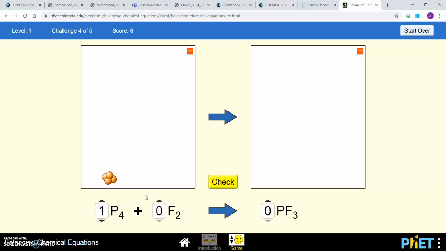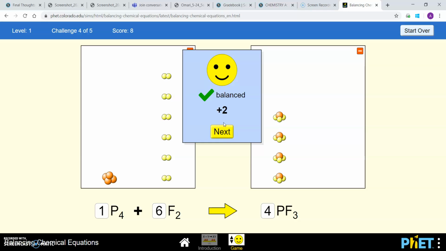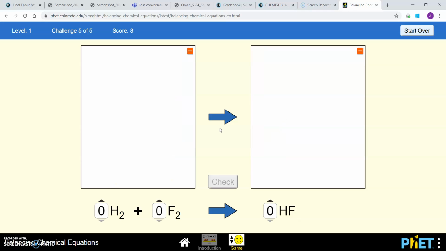1 phosphorus. So 4 atoms. Well, kind of a similar thing. We got 4 at the beginning. I need to have 4 at the end. Now I've got 3, 6, 9, 12 of the yellow fluorine atoms. So 12 on the right. I need to have 12 on the left. Now I've got 2, 4, 6, 8, 10, 12. And we just can kind of continue on going like that.